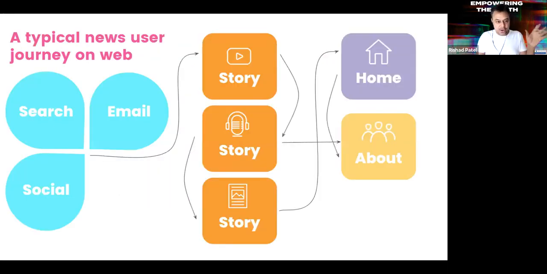So here's what a journey looks like, right? Here's how people meet you in the first place. Let's imagine this big dinner party. They walk through the door through either search, email, or social. They encounter a story in some form or other. And if your recommendation engine works well, they go to another one and another one. But then ultimately, they're going to want to know, all right, hey, who are you? So interesting. Where do you work? What do you do? What are you all about? They go to your about page.